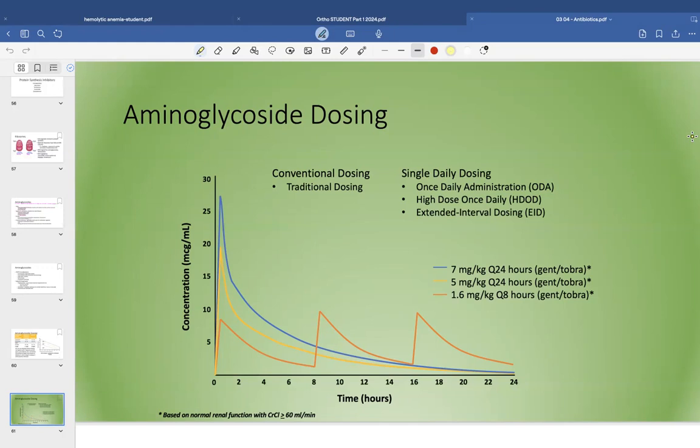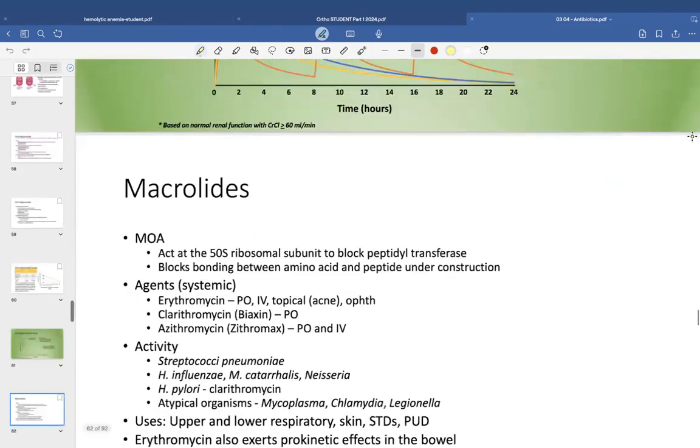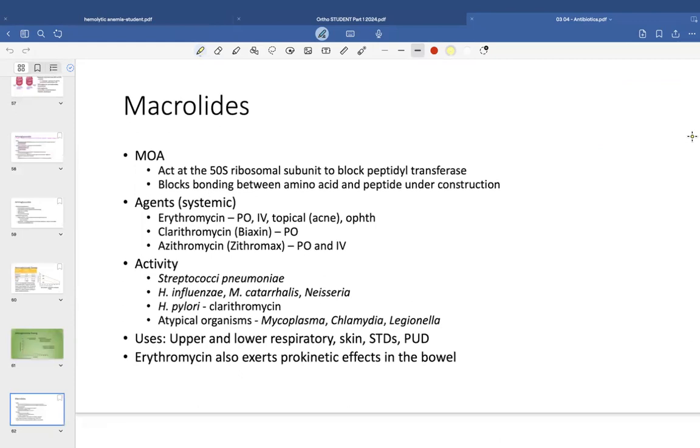Thank you so much for making it so clinical for them. That's my job. Okay, so here is again the graphical representation of that. Don't dwell on the specific numbers, but just the comparison between what a once daily regimen looks like versus your traditional dosing. All right, next group of protein synthesis agents are the macrolides.